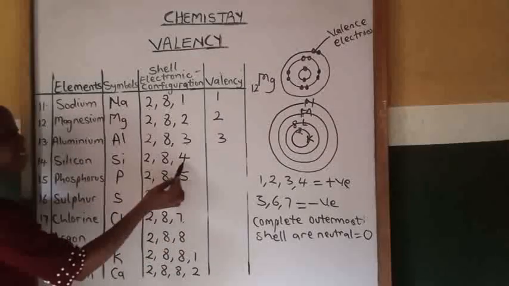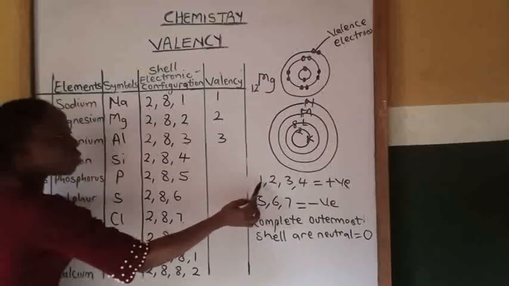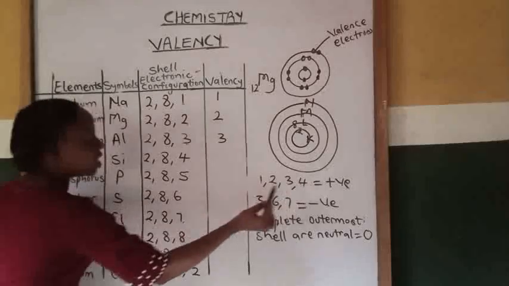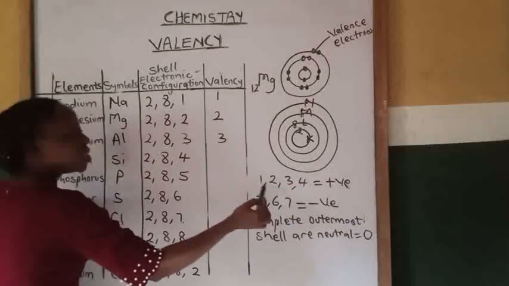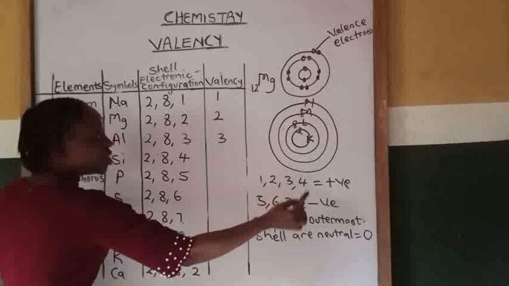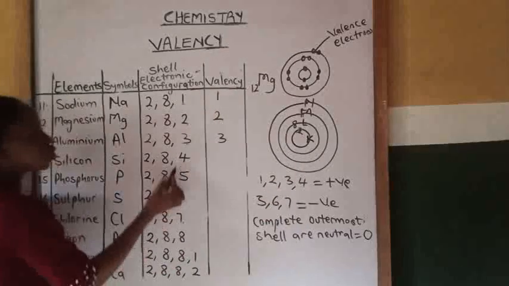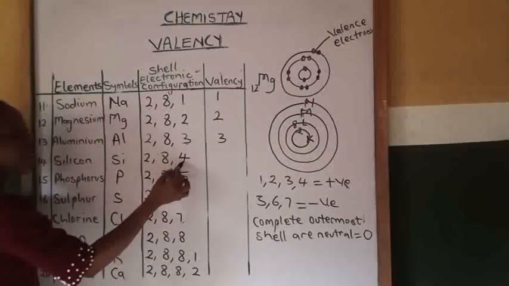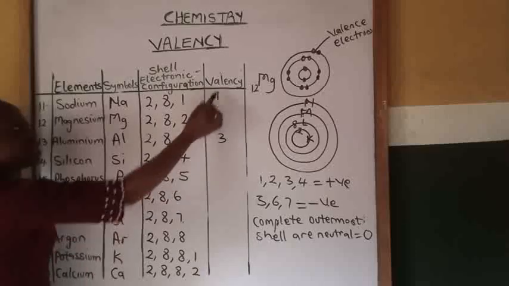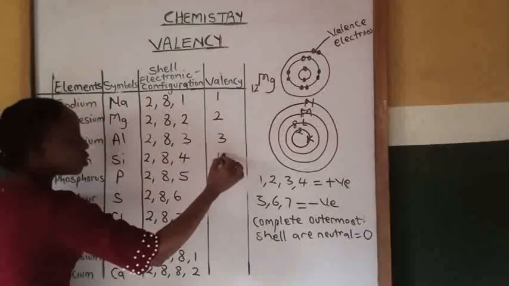Followed by silicon. We should not forget that those with 1, 2, 3, 4 valence electrons are positively charged. So the number of their valence electrons is the number of their valency. This one has 4 valence electrons. So therefore the number of valency will be equal to 4.